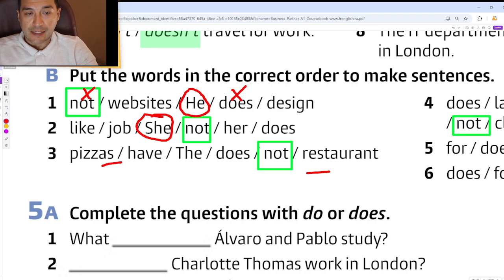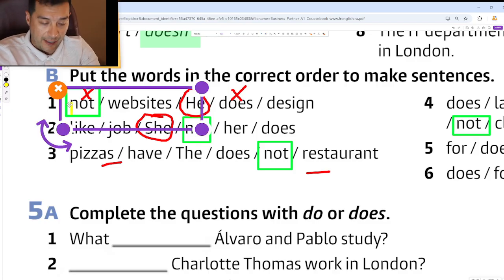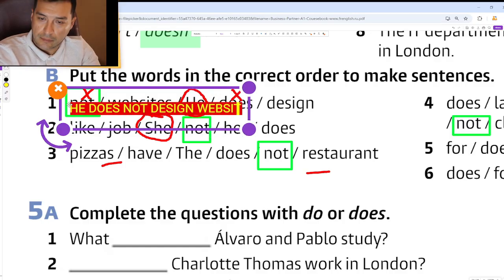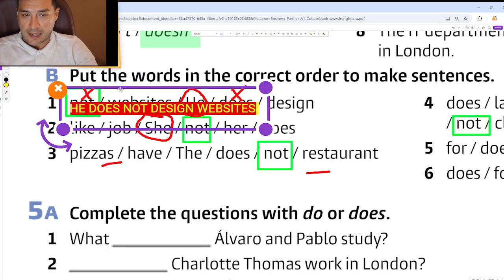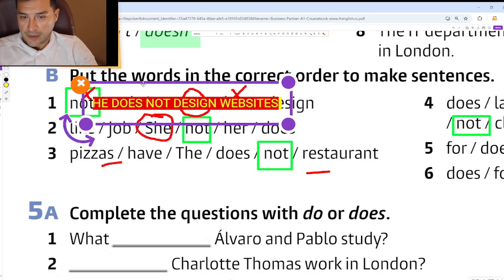Design what? Design websites. He does not design websites. He designs houses.